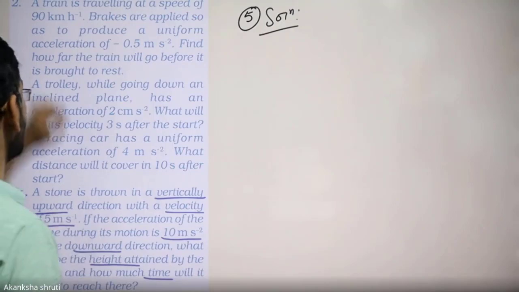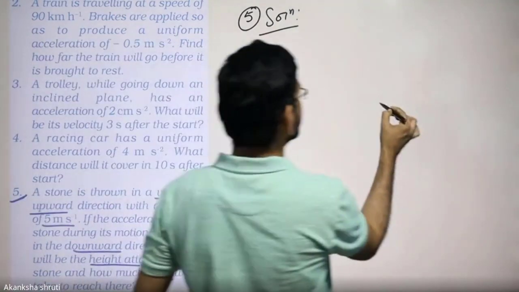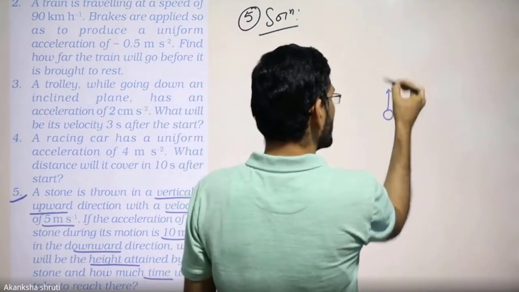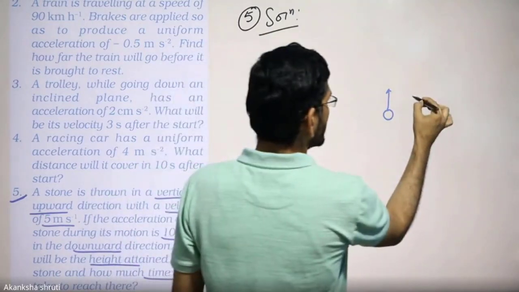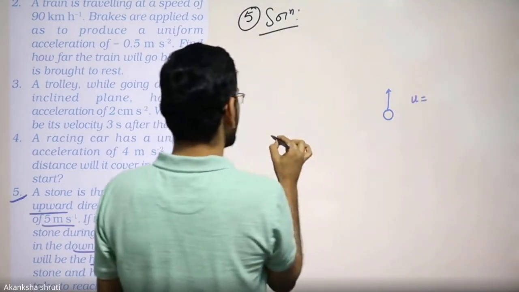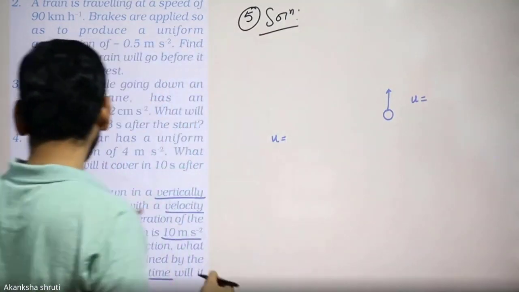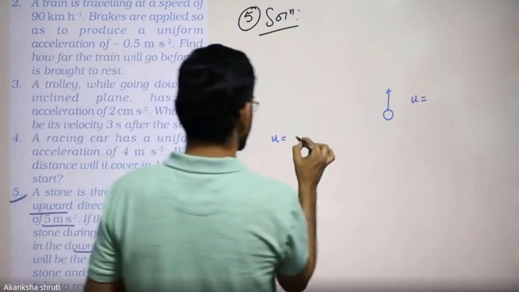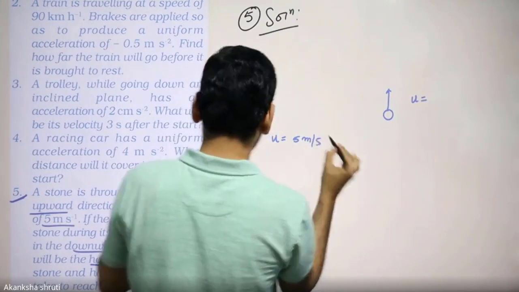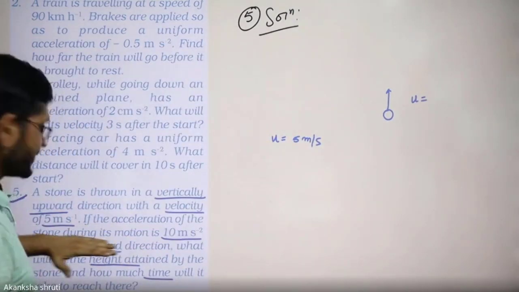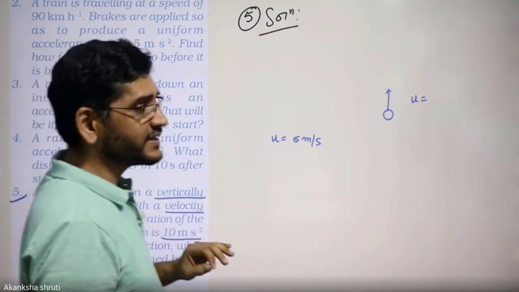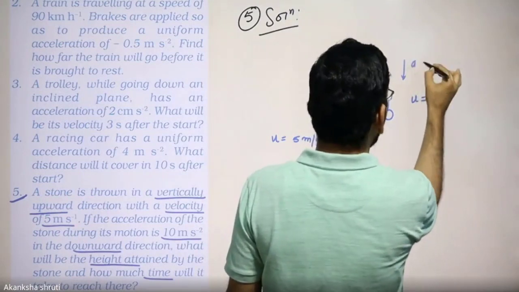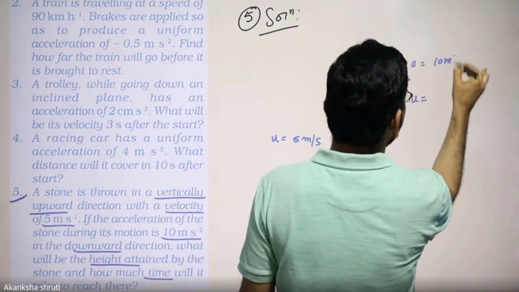So draw the situation. Here the data given is that a ball or a stone is thrown upward. When a stone is thrown upward, surely it means it has some initial velocity. So it is given that the initial velocity is 5 meters per second. So write that. Here the acceleration is given, and it is in the downward direction, which is 10 meters per second square.